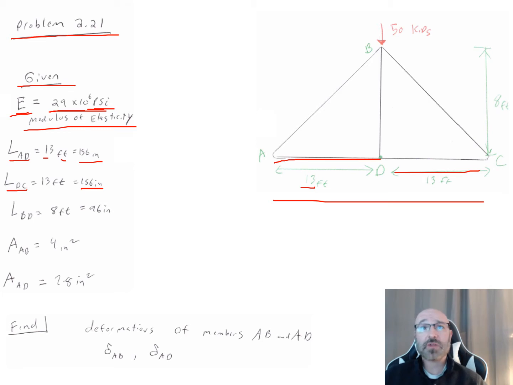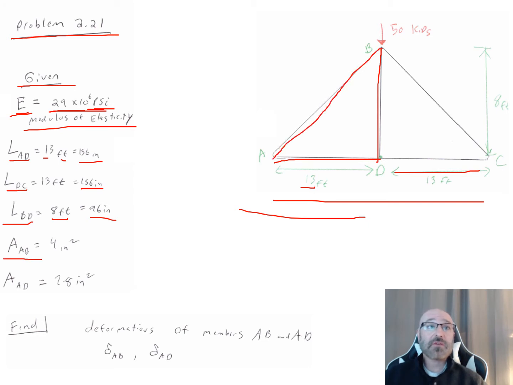Even though I'm only dealing with the left-hand side of our truss system, I'm still going to write everything down. Then I do LBD, the length of this center member, which is given as 8 feet, or converting to inches, 96 inches. Now I know the area of AB is given as 4 inches squared, and the area of AD is 2.8 inches squared. So I have all that information. I write that out, and everything is now in terms of inches.